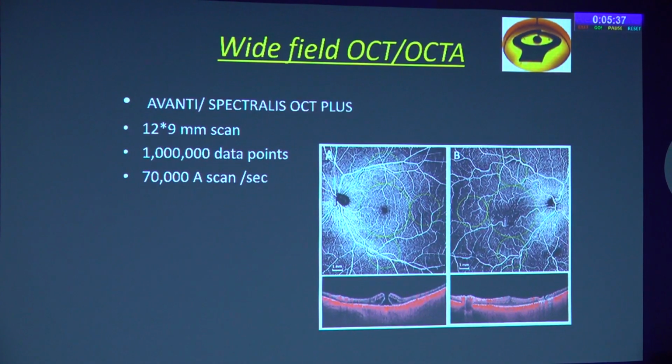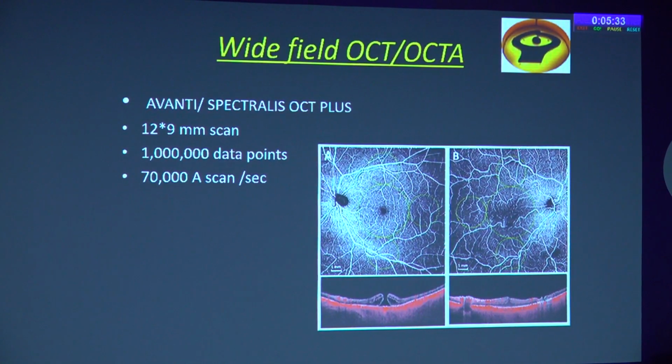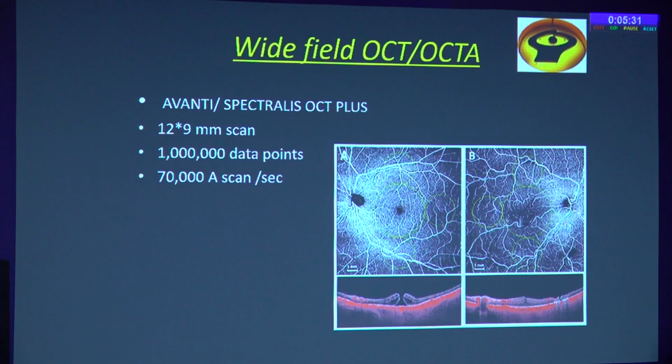But then came the wide field OCT or OCTA, which was able to cover a 12 by 9 mm scan in the name of Avanti or Spectralis OCT Plus, which can cover up to 10 lakh data points at the rate of 70,000 A scans per second.